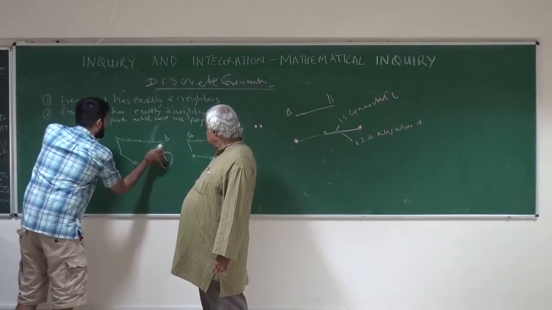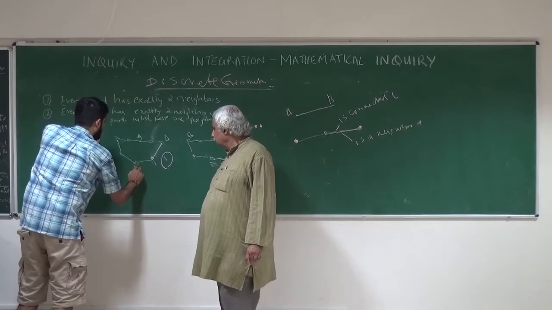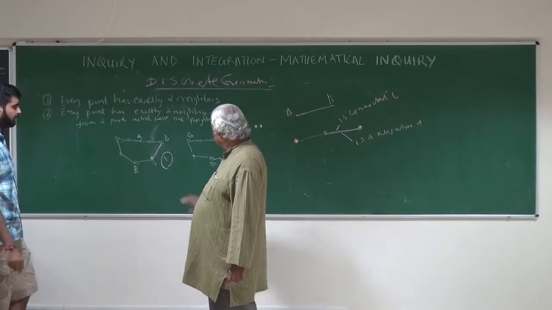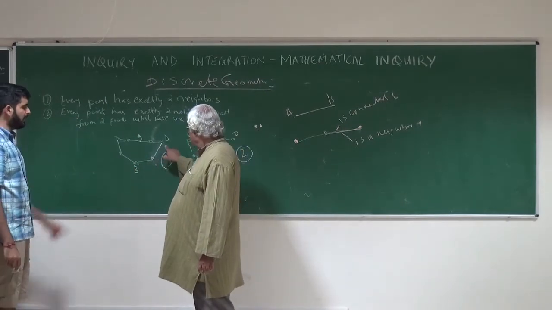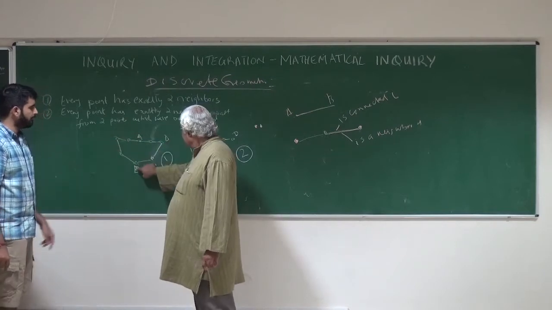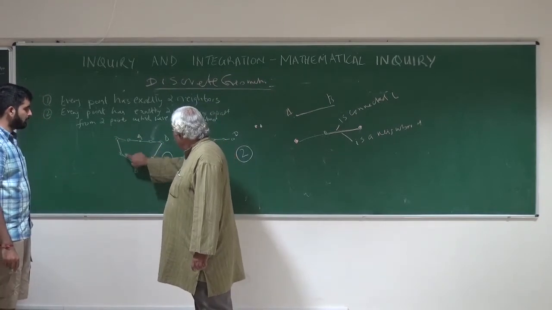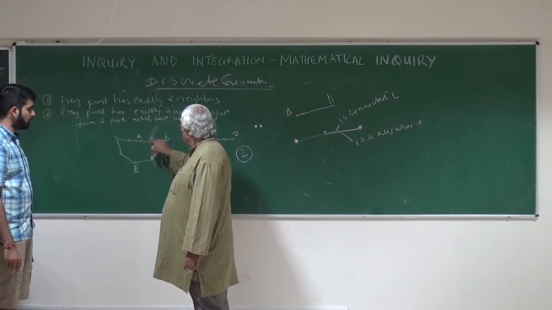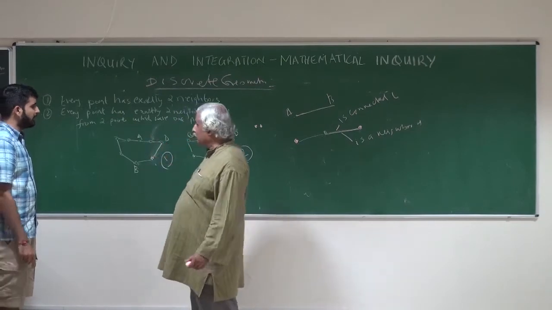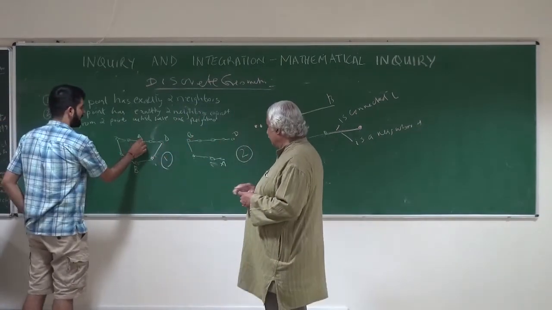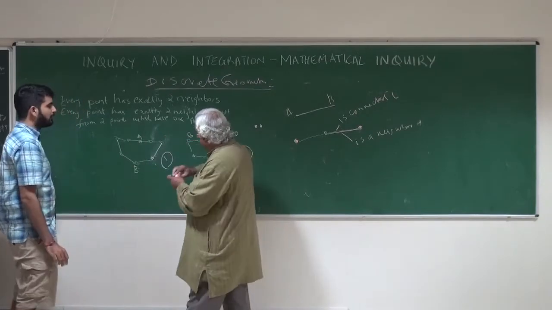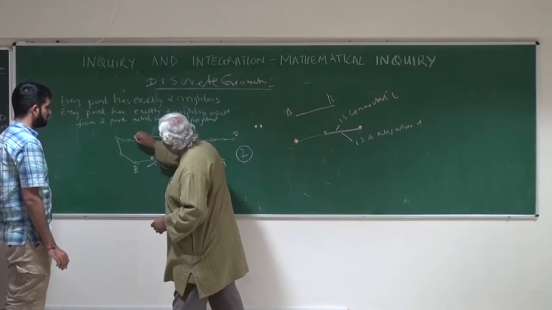What's the straight line path between these two? Between A and B, you can go 1, 2, 3, 4. 1, 2, 3, 4. There are two shortest paths. So there are two straight lines between A and B. Either you can go this way, or you can go this way.